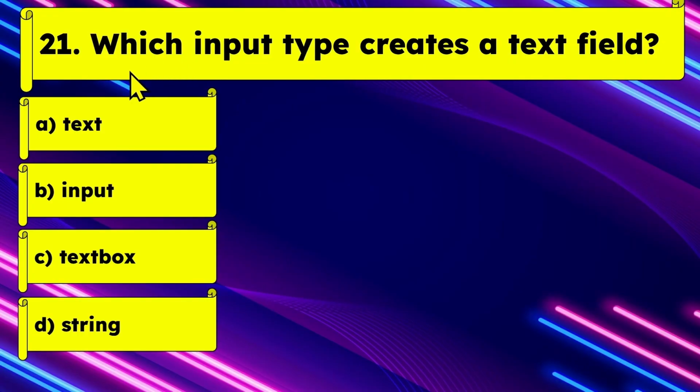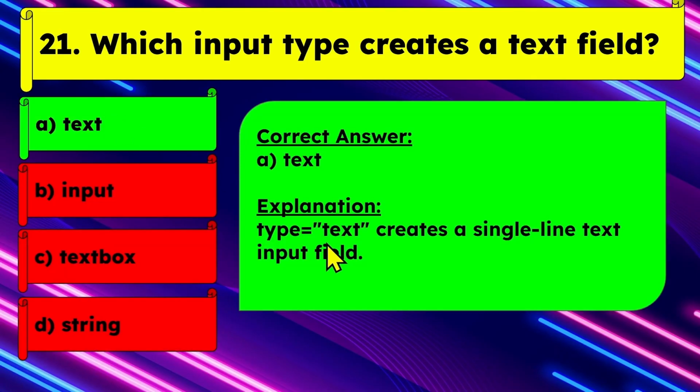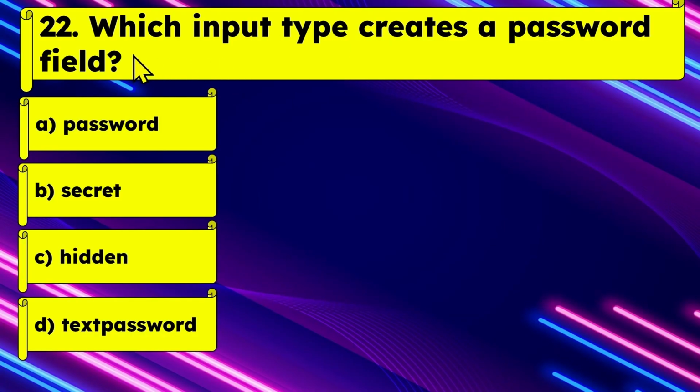Our next question is, which input type creates a text field? So in order to create a text field, which input type we have to use? Option A, text. Option B, input. Option C, text box. Or option D, string. So here the correct answer will be option A. As you can see, type equal to text. If you write type equal to text inside an input tag, then we will create a single line text input field.